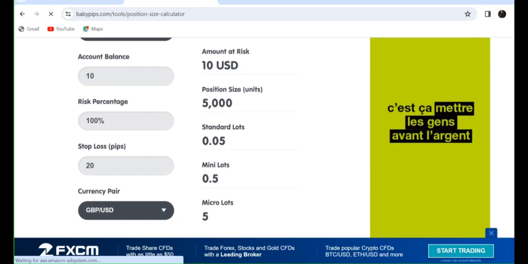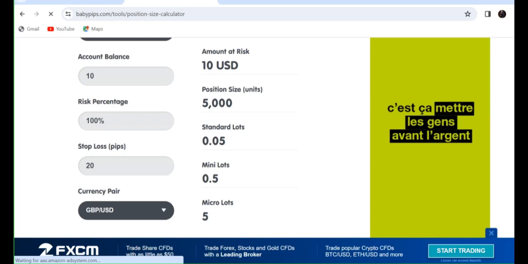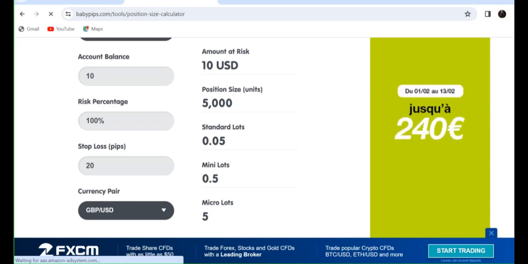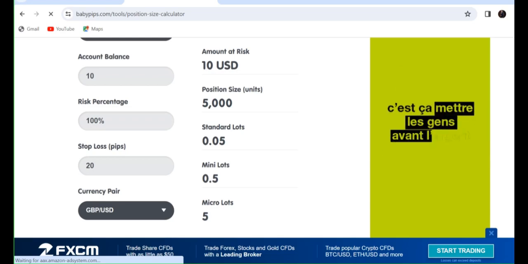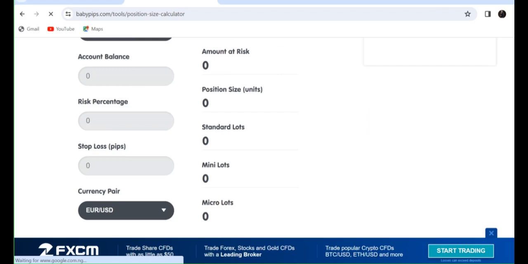I have to reload that. Anytime I put 100%, it doesn't go back to 1%. I don't know why. Once your risk is more than 1%, are you ready to blow the account?